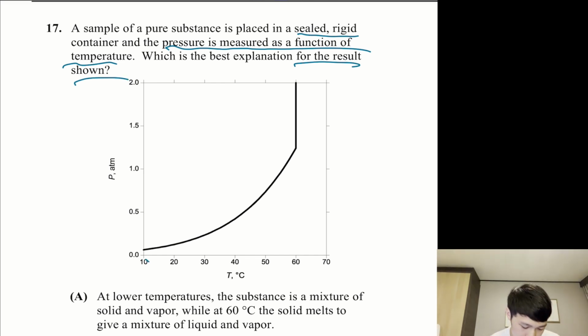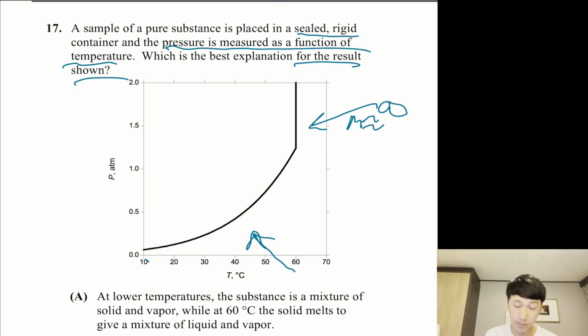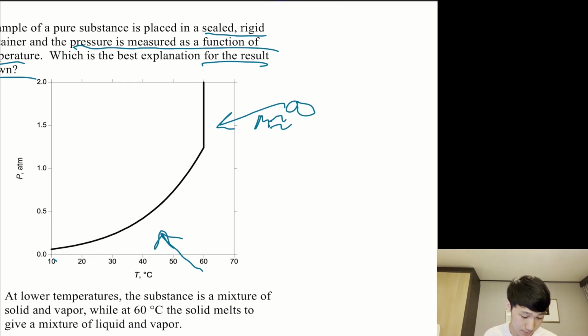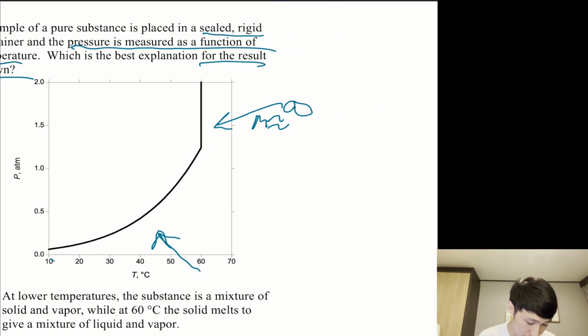At first, we have this kind of exponential looking, we don't know if it's exponential, but it's just a non-linear curve. And then right here at, let's say 60 degrees Celsius, the pressure shoots up dramatically. The slope of this line looks nearly like infinity, right? Because the line's basically vertical. So let's kind of understand what's going on here.